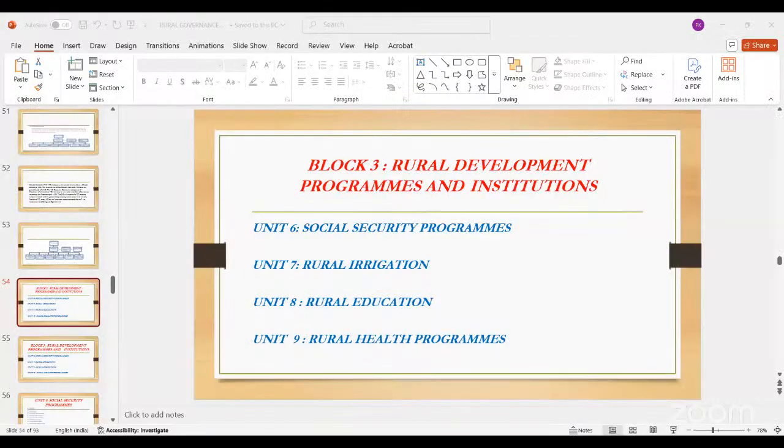Unit 9, that is rural health programs. So today in this lecture, we are going to cover block 3, that is rural development programs and institutions. And we will cover these 4 units, unit 6, 7, 8, and 9.